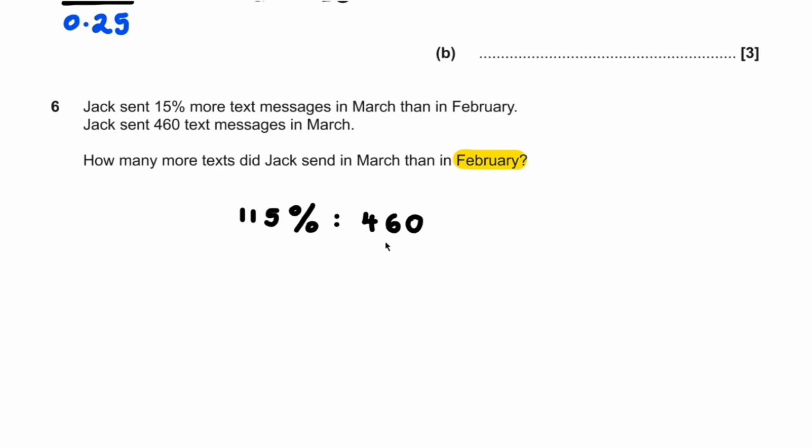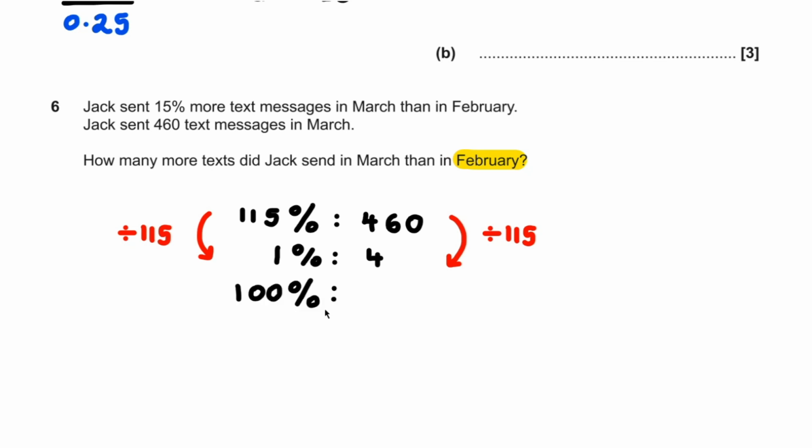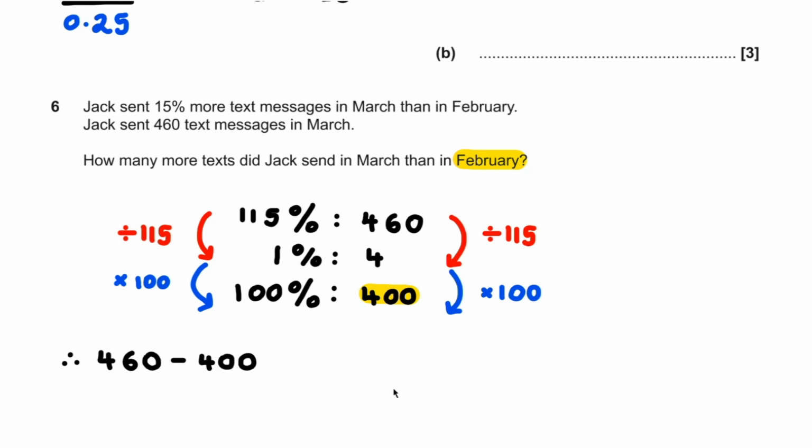to 460 texts. And we want to find out the amount of texts sent in February, so that's 100%, which we need to find. Before that, we can find out what 1% is. We divide both sides by 115 to get 4. So to find out what 100% is, we multiply both sides by 100 to get 400 text messages. So the difference between these, 460 subtract 400, that's 60. So we have 60 more texts in March than in February.